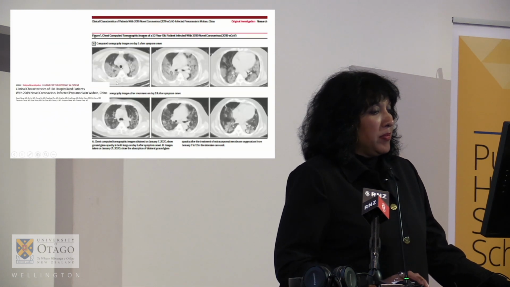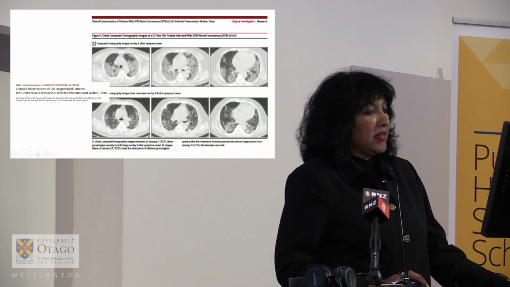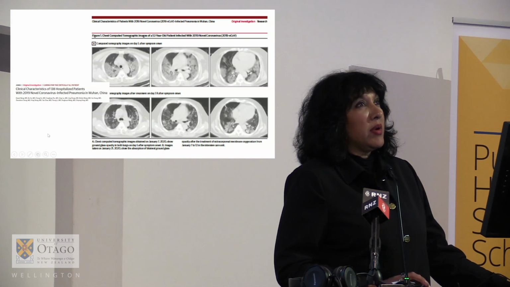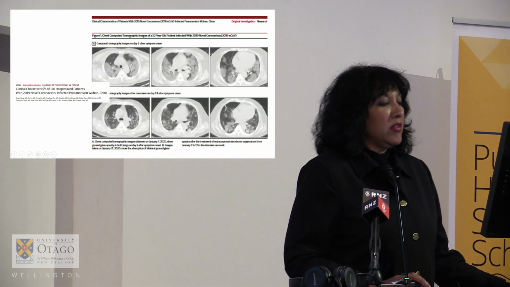That's the typical CT scan image of the ground glass appearance, the small fine opacities across both lungs. Not everyone has bilateral lesions, but it's quite common.